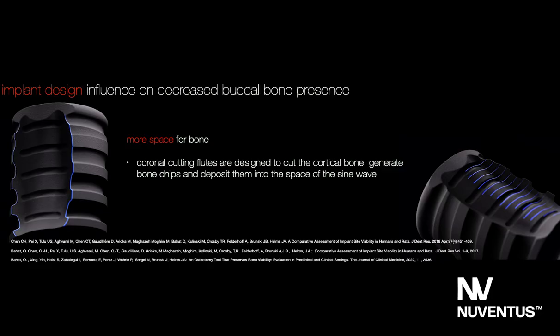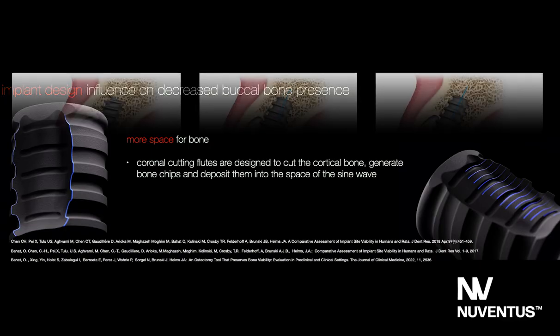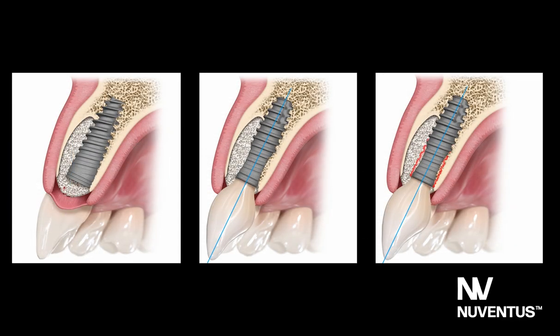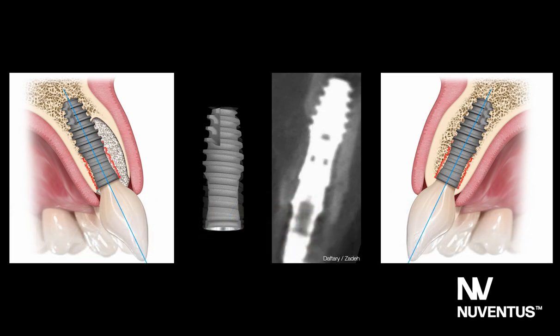Sometimes we can engage on the lingual or palatal, but it generates bone chips and they get deposited directly into the space of the sine wave, as we've demonstrated earlier. So you can see here in the comparison, same size implant, regular platform implant, and in Nuventus, you can see the differences in the critical area of the implant. And that's kind of the design feature.